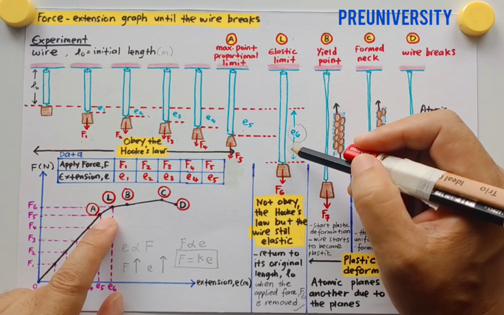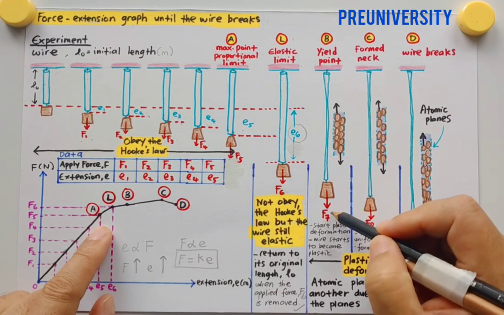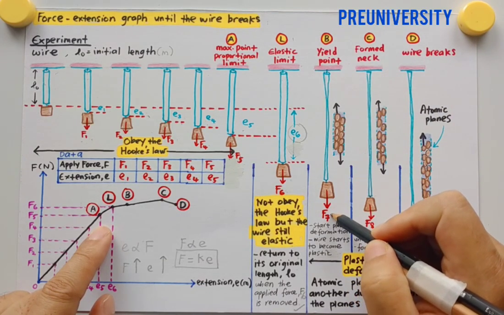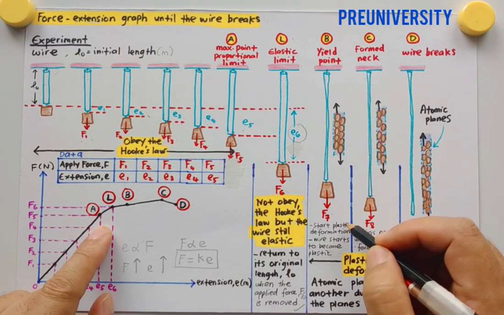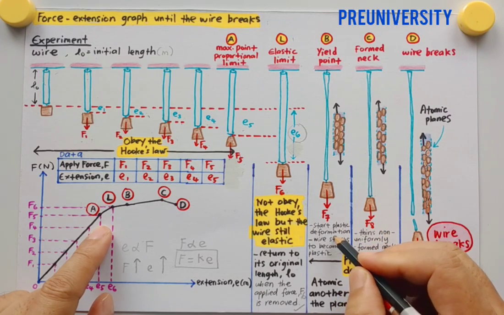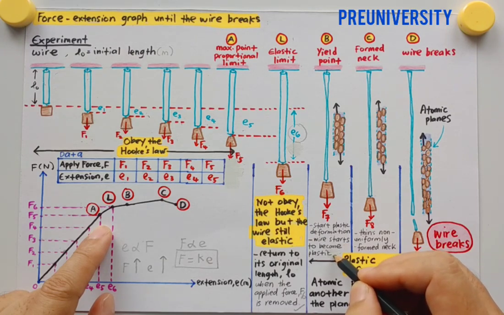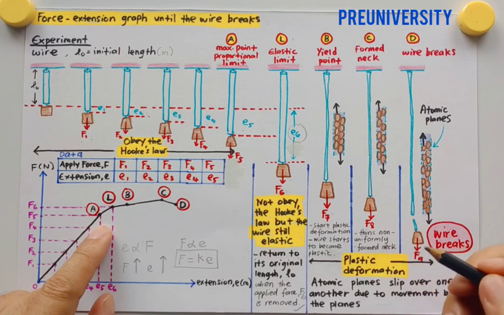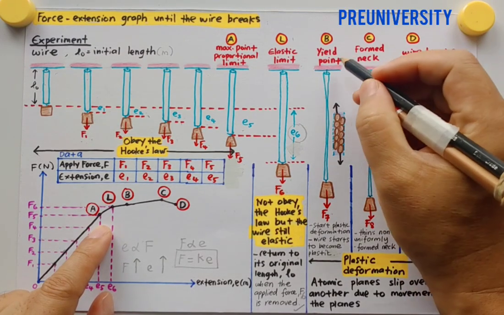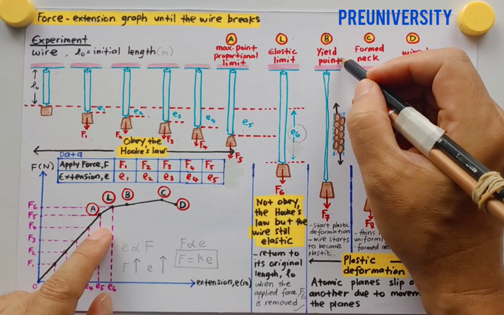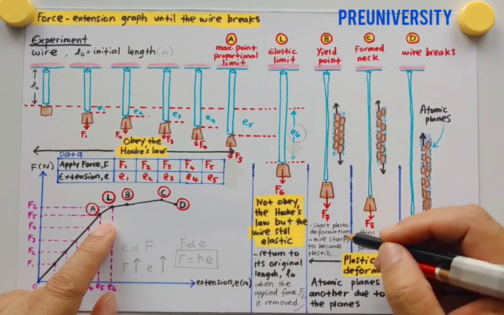Okay. So we continue. So we still increase the force now to F7. And then what happened to the wire? The wire starts the plastic deformation. So that means the wire starts to become plastic. Okay, so that means we have the new point here, the yield point. So the yield point actually is the point where the wire starts to be plastic.